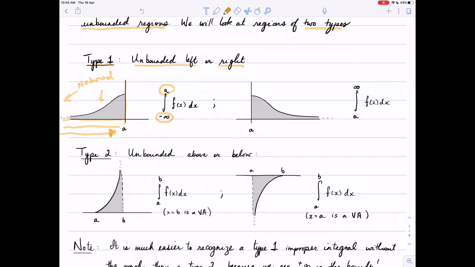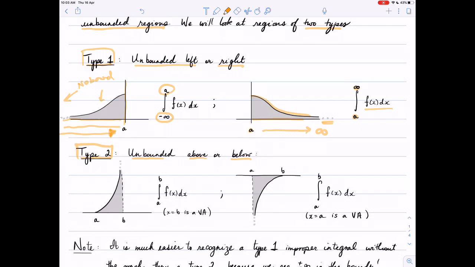The same thing on the other side. If we were going to the right, so a region which goes on forever from a point A to infinity, bounded by the x-axis and the function graph, we would write the integral that represents the area of this region as the integral from A to infinity of f of x dx. Those are improper integrals of type 1. Type 2 improper integrals are going to be when the region is unbounded above or below.